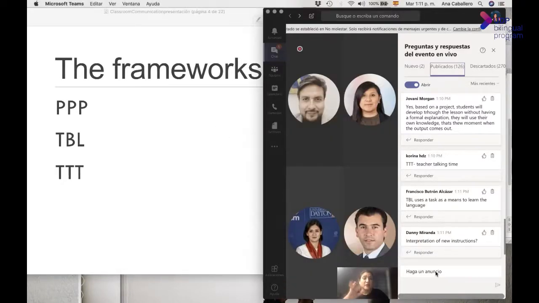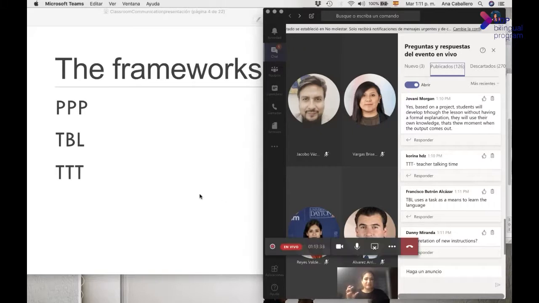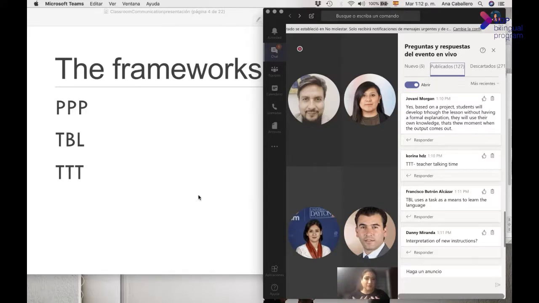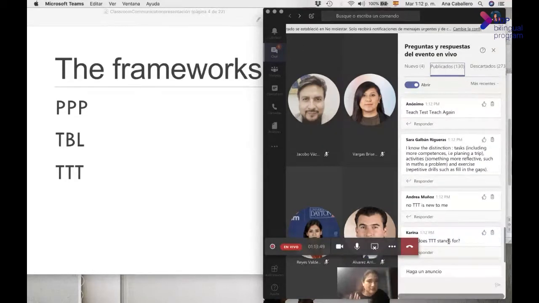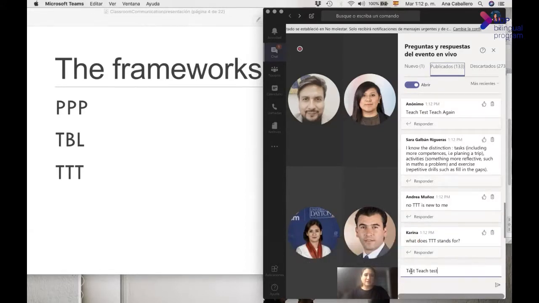For example, this is a very time-saving framework. You test students to see how much they know. For example, you give them a questionnaire about things they have done or things they haven't done. Okay, I'm going to write down here in the chat. Test, teach, test. There you go.